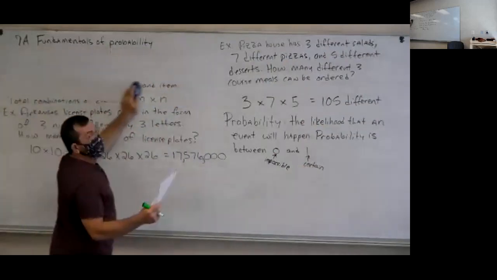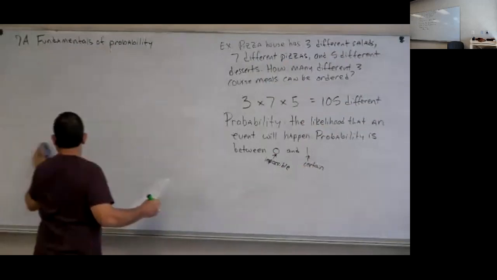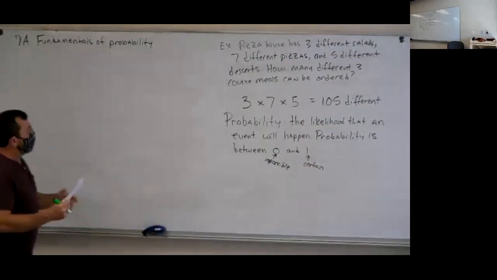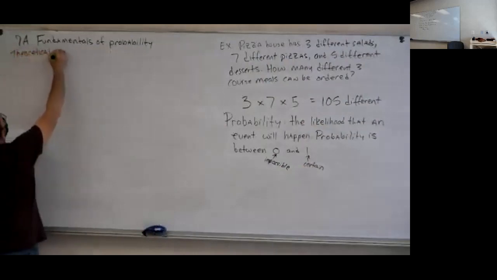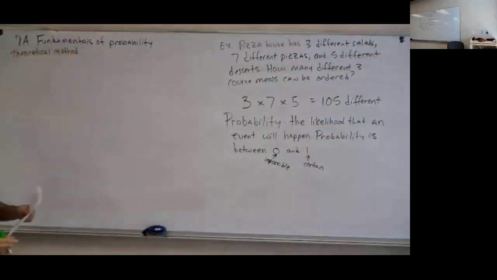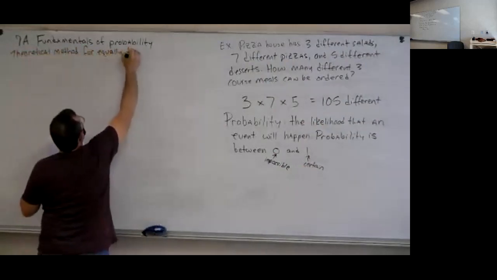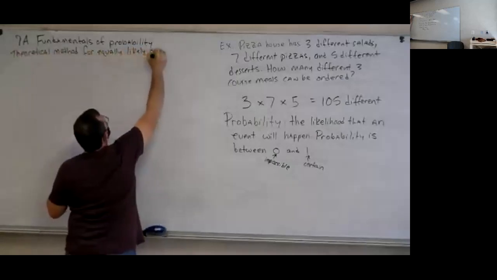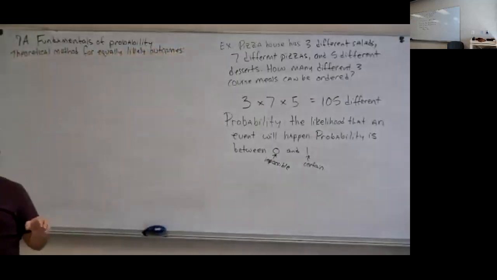So we'll look at different types of probability. So first, I'm going to look at what we call the theoretical method, for equally likely outcomes. Now what they mean by equally likely is each number has an equal chance that it can be picked over the other numbers, okay?